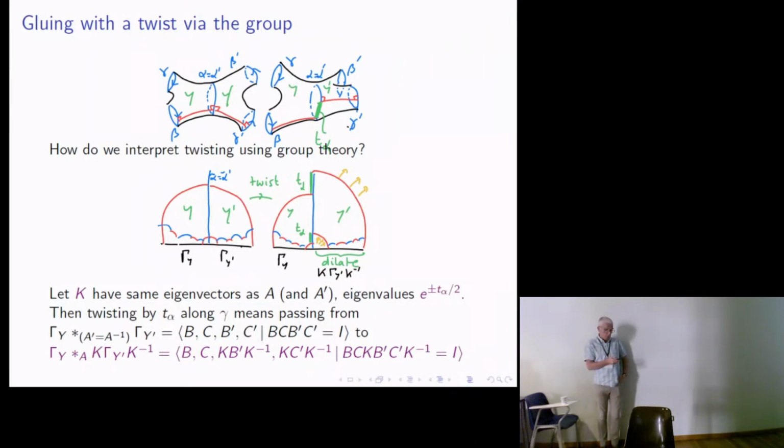And so you can check that then what's happening is I then get this group B and C the same, I get the conjugates there, I get this relation, but remembering that K commutes with A, that just is the same as this relation here.